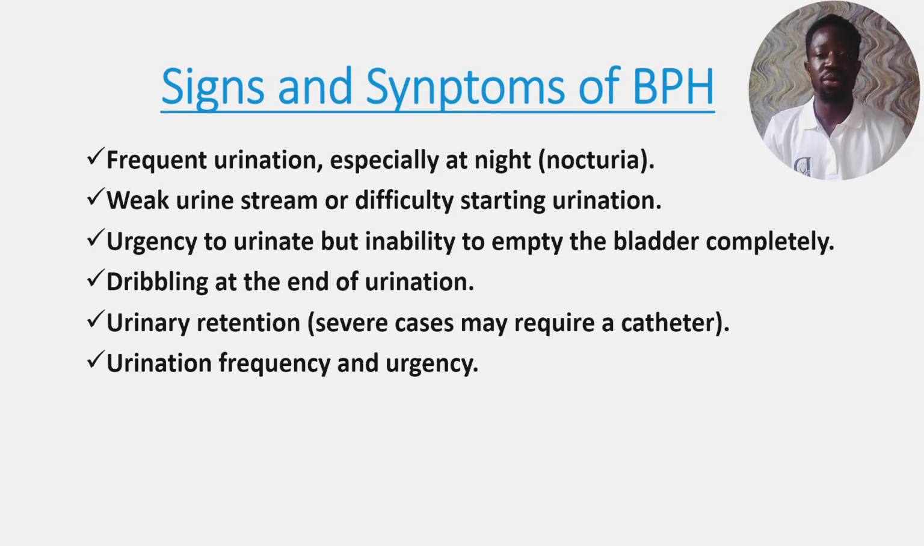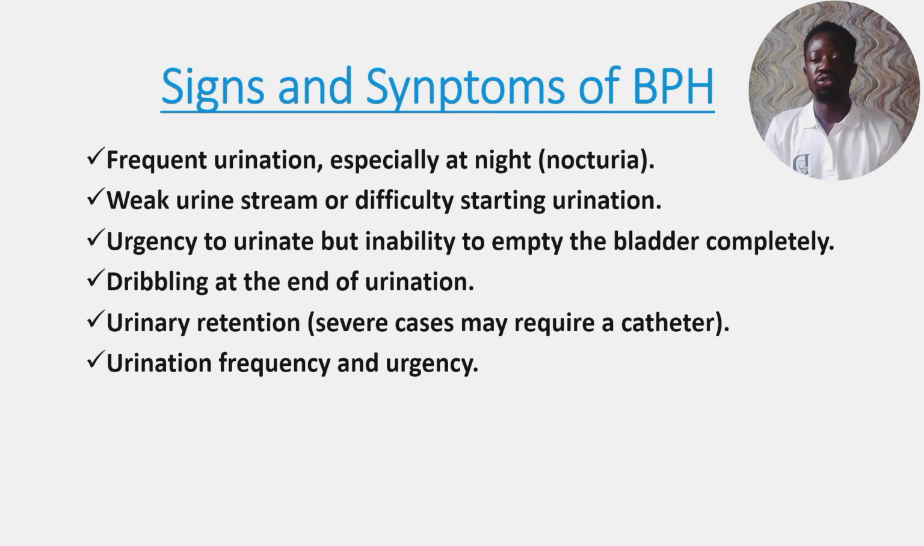Urgency to urinate, but inability to empty the bladder completely. So always the patient will feel like, I want to urinate. They get a sensation that they want to urinate, but if they go to urinate, the urine is not coming, right? The person will feel that they still have urine in the bladder, but the urine is not coming. These are some signs and symptoms of BPH: dribbling at the end of urination. At the end, the urine is not coming fully, so there will be a driblet, meaning the urine is dropping one at a time, right?